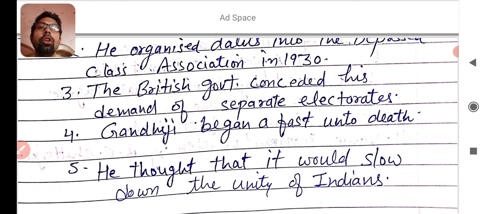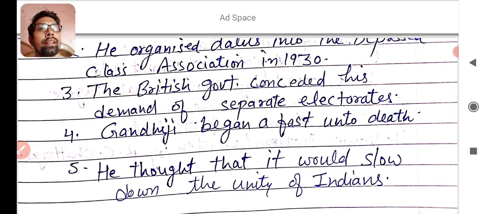Next, you will learn what the solution was. Finally, what was the solution? Was it that Gandhiji died, or that there were separate electorates for them? He thought that it would slow down the unity of Indians. Now, why was Gandhiji on fast? Because he thought that it would slow down the unity of Indians.